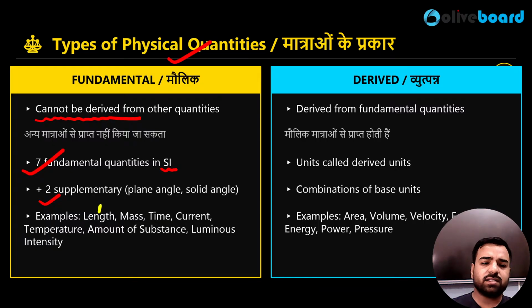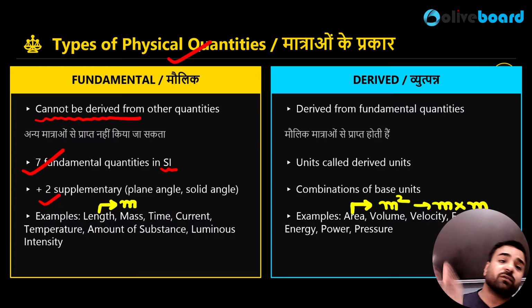Guys, what is the SI unit of length? I guess you all are aware of it. Please answer. The SI unit of length is meter, correct? But if I ask you about the area, what is the SI unit of area? Its unit will be meter square. Now see, meter is not derived from anywhere, right? But meter square can be written as meter into meter, which means we are actually deriving this quantity from the fundamental quantity. Understood?